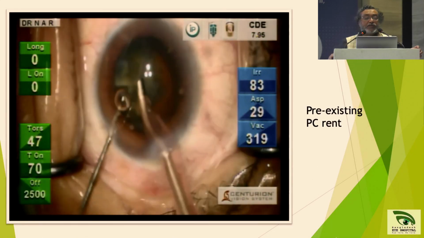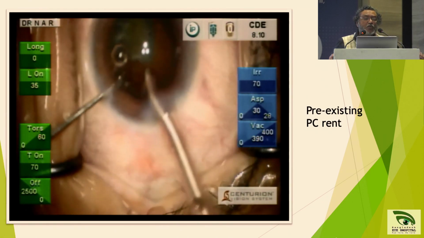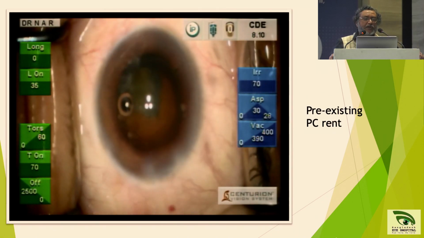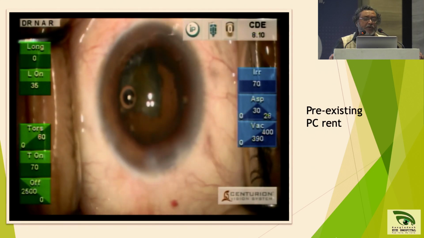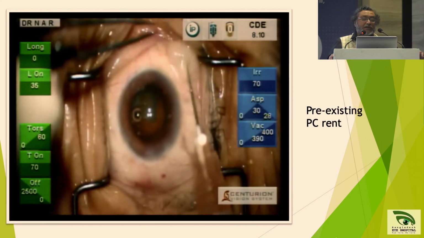Now, the worst thing is a pre-existing PC rent. In this particular case, the cataract was dense. We couldn't really determine whether a PC rent was there. As soon as we started surgery, we did a little bit of phaco and the nucleus dropped down because there was an existing PC rent.